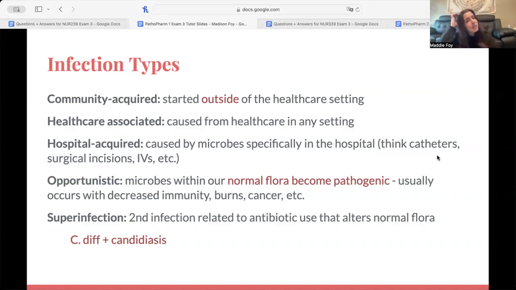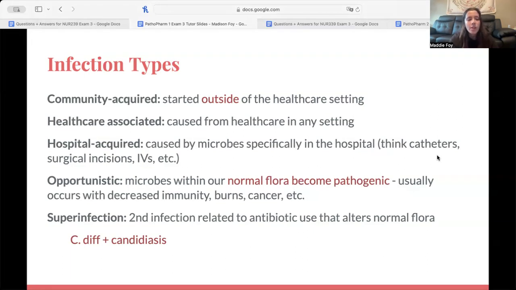Hospital acquired then is specifically within a hospital. And the example that's the most common is going to be with catheters. People get UTIs from catheters in the hospital all the time, unfortunately. Those are CAUTIs, catheter acquired UTIs. So yes, hospital acquired are from the hospital. These also happen post-op with incisional infections.